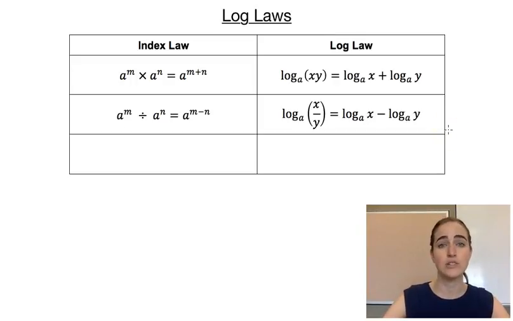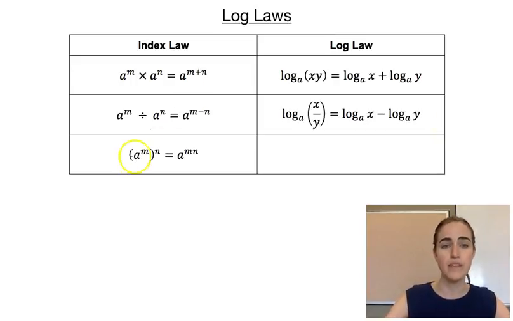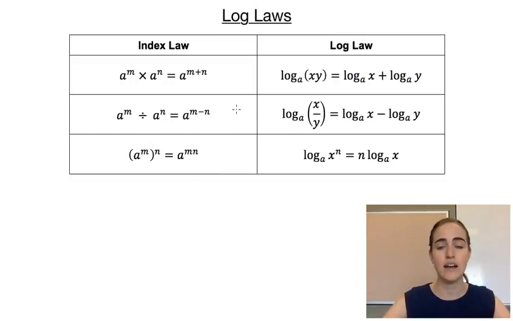The last index law that we're going to look at is this one. It says a to the power of m all to the power of n is equal to a to the power of mn. Equivalent to that as a log law is if we've got log to the base a of x to the power of n, that's equal to n times log to the base a of x. Like I said, at the moment, that's just a whole lot to remember. So we want to actually look at proving those so that you understand where they come from.